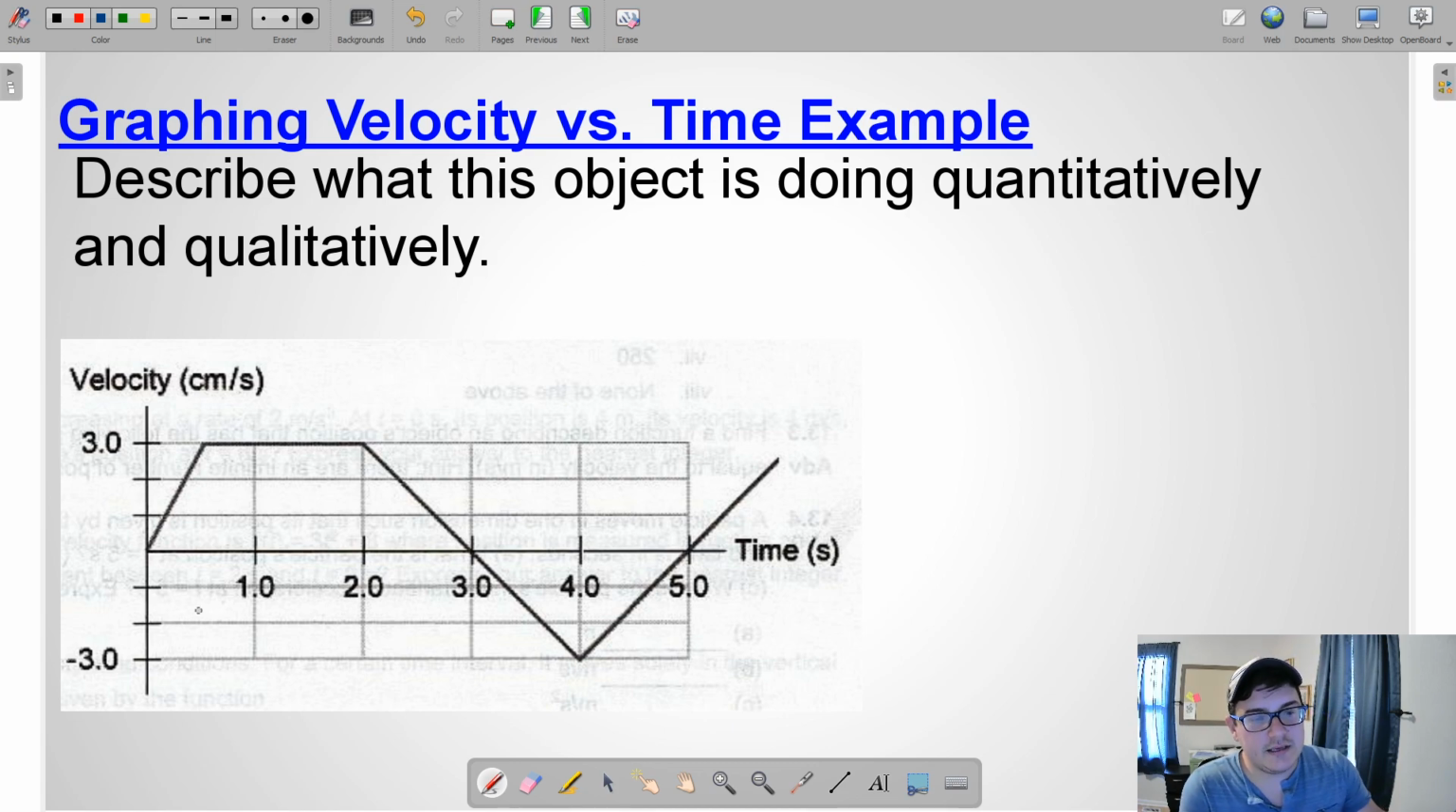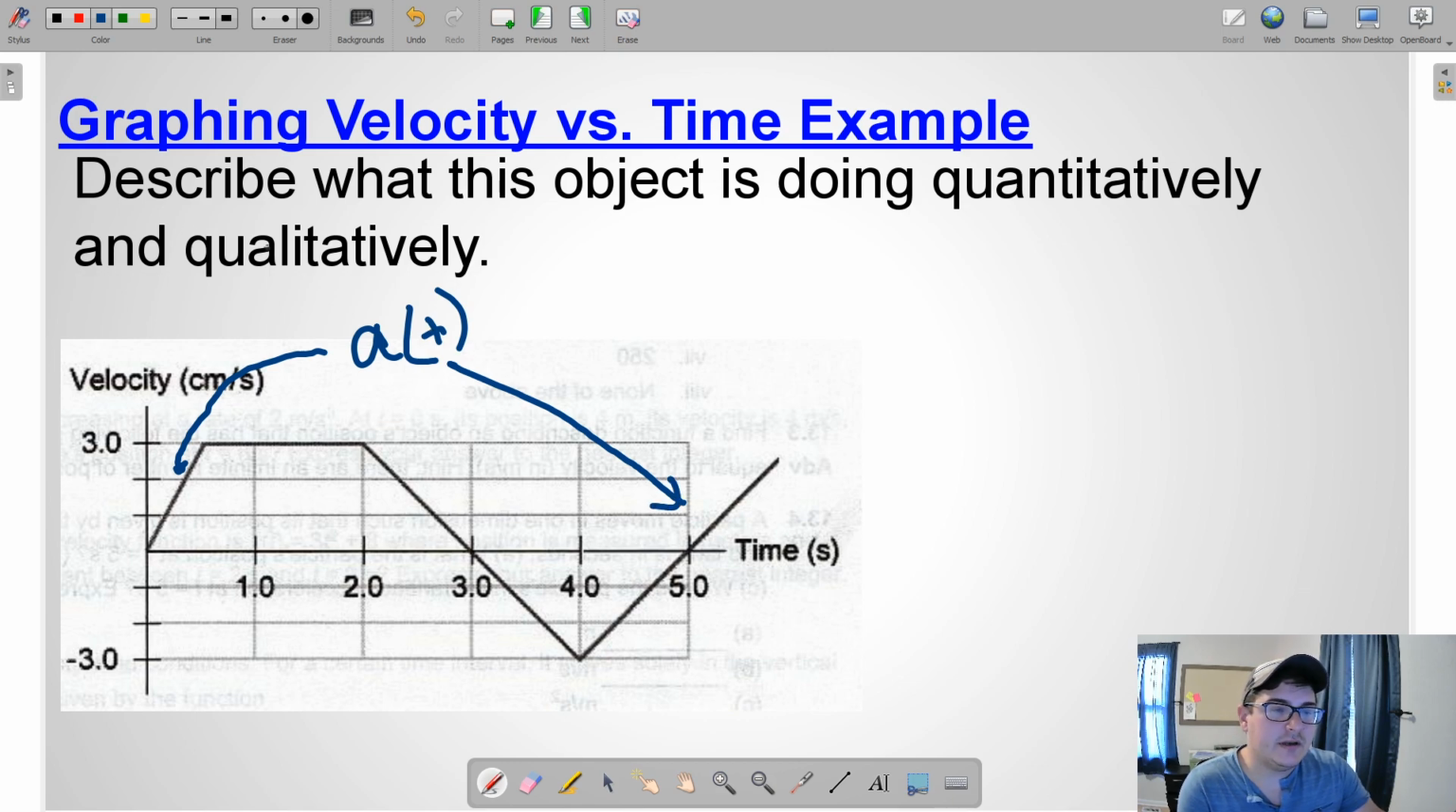So what I can say is that for this object the acceleration is positive. It is speeding up here and here. And how do I know that? Well, that's because the slope for these two line intervals right here is positive. That means the object is speeding up to the right. Okay, what about the velocities?